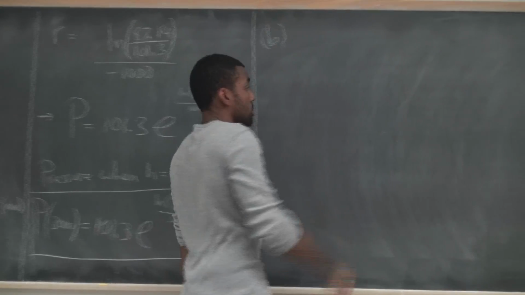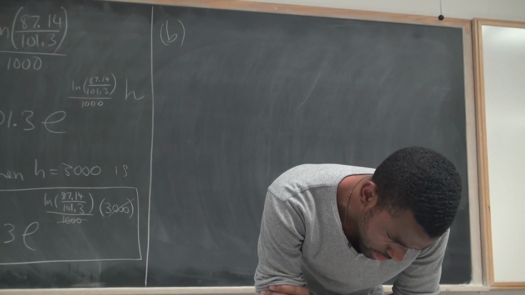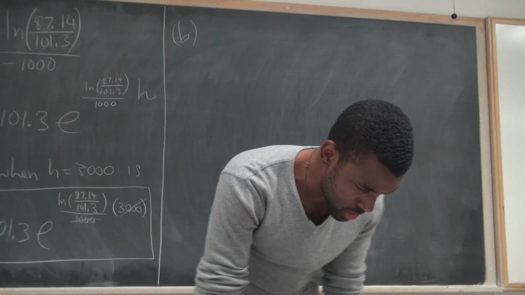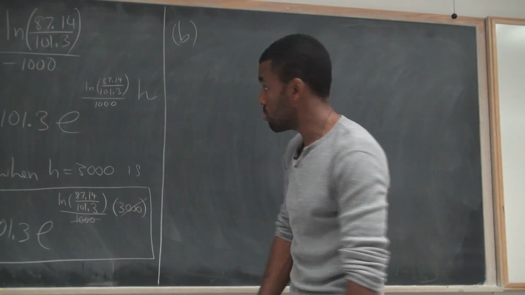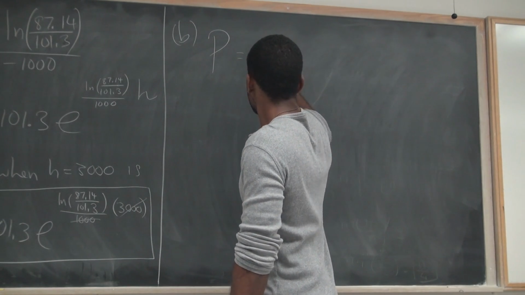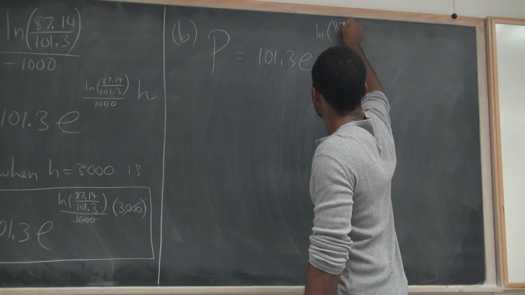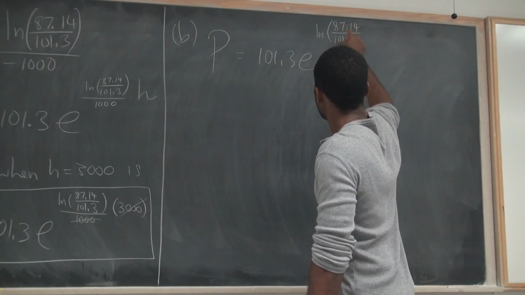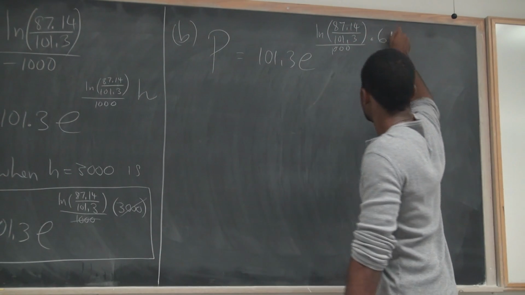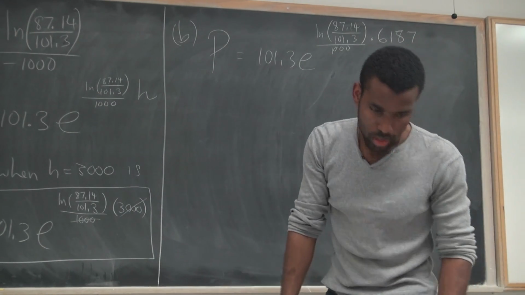Part B. What pressure is at the top of Mount McKinley? So now you just plug in h equals 6187. So 87.14 divided by 101.3 over 1,000 times 6187. Yeah, that'll be it.